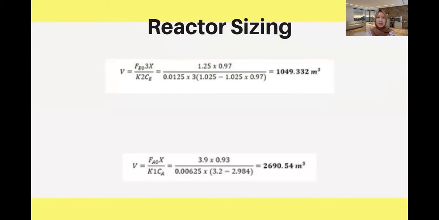For reactor sizing, for the first reactor, based on CSTR calculation, we obtained 1049.332 meters cube, and for the second CSTR it is 2690.54 meters cube. I think that's it.